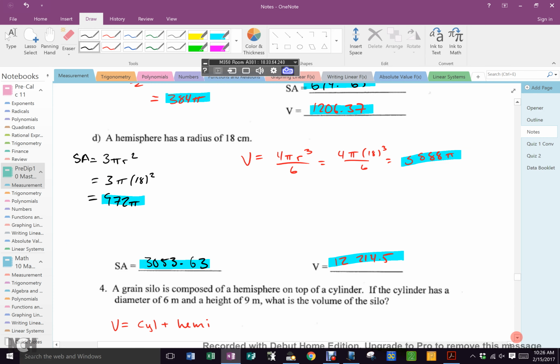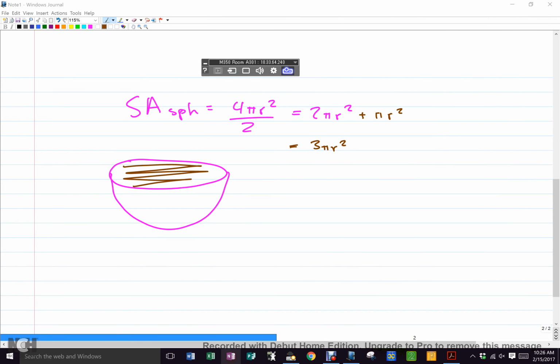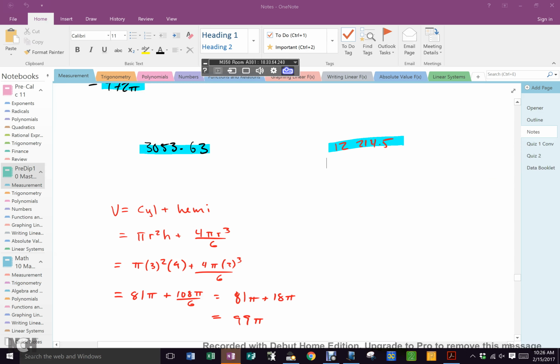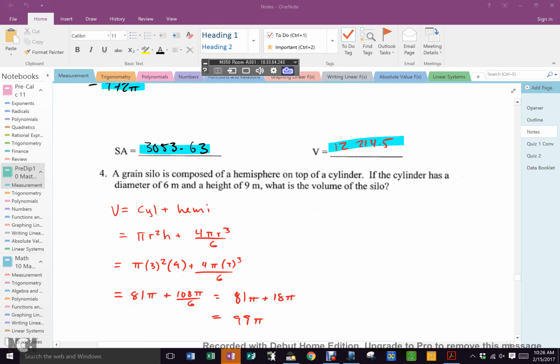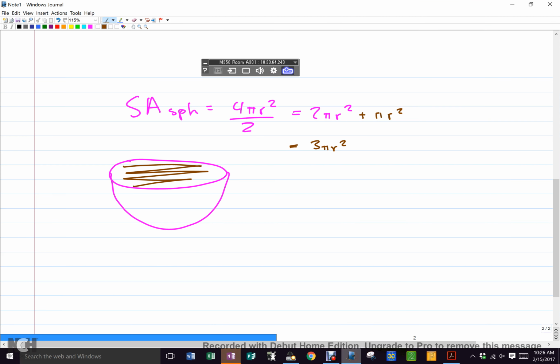And finally, the grain silo is a hemisphere on top of a cylinder. And I only cared about volume. So it's volume of a hemisphere plus volume of a cylinder, right? Volume of a cylinder is pi r squared h. Volume of a hemisphere is 4 pi r cubed divided by 6. Why is it divided by 6? Because the volume of a sphere is 4 pi r cubed over 3, right? But for half a sphere, I would multiply that by 1/2. 4 pi r cubed times 1 is 4 pi r cubed. 3 times 2 is 6.